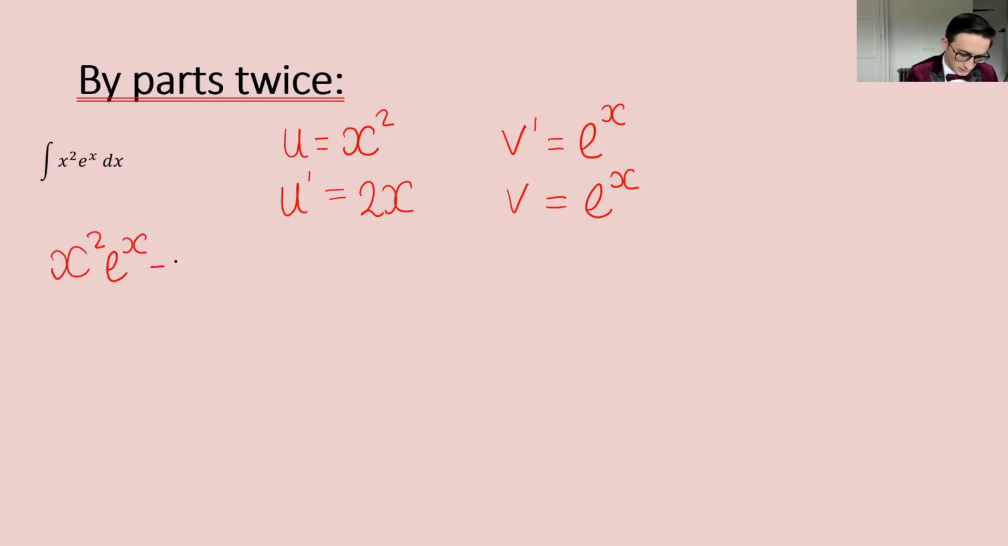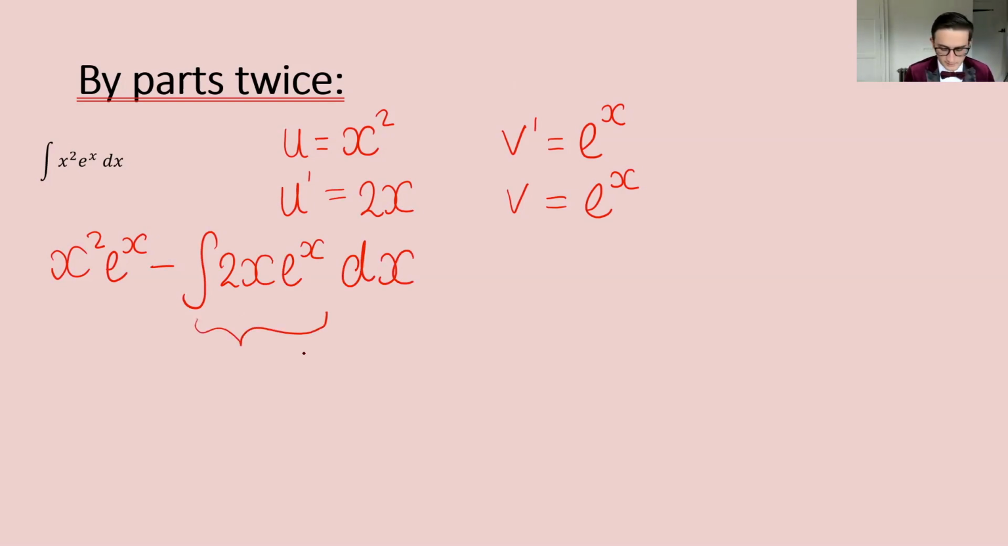Okay, so what I get here is the integral of this becomes u times v, so x squared e to the x, minus the integral of the other way around, v du dx, so 2x e to the x with respect to x. Now the problem here is this can't be integrated straight off. This is another by parts. So this is by parts twice. We've got to do another round of by parts.